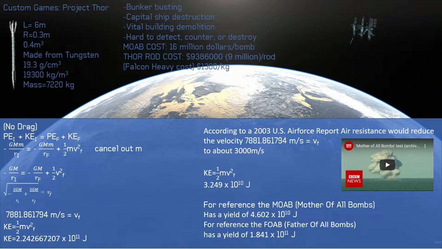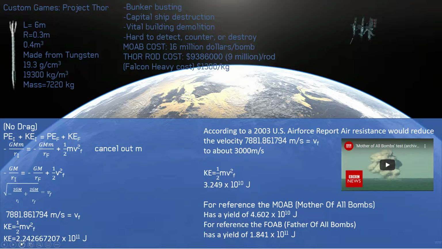So the kinetic energy is going to be equal to 1 over 2 mv squared. We have the mass, which is calculated up here. And we now have the velocity. So that's going to yield us a kinetic energy yield of 2.24 times 10 to the 11 joules.